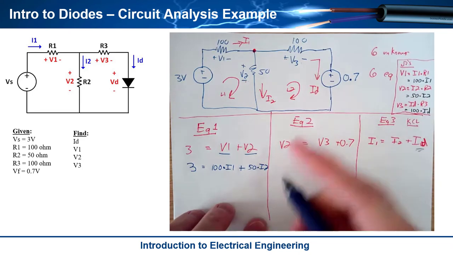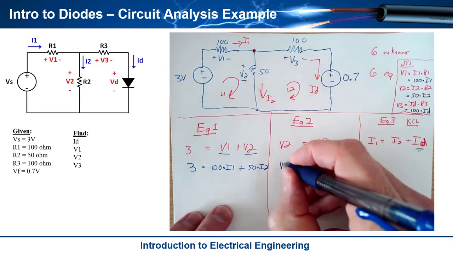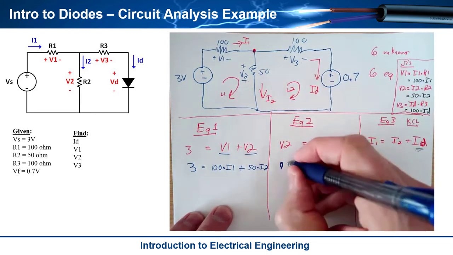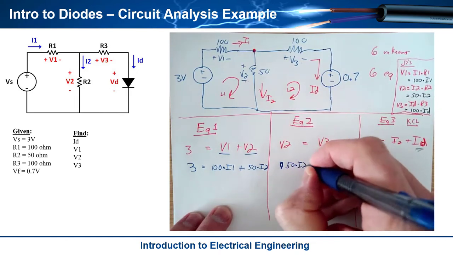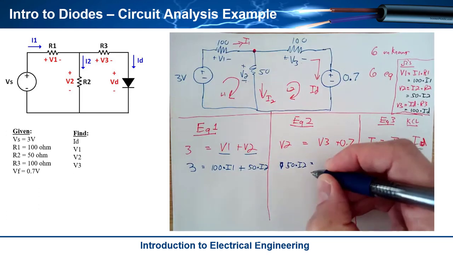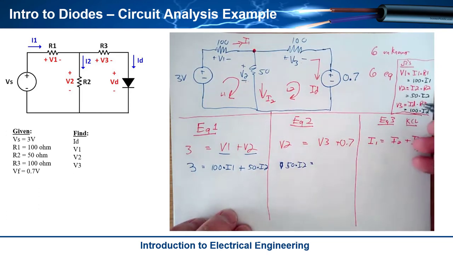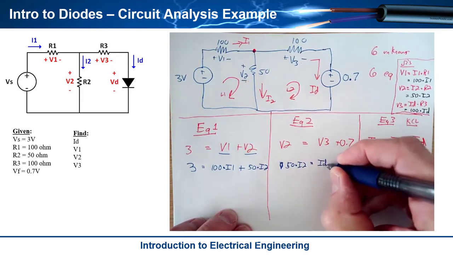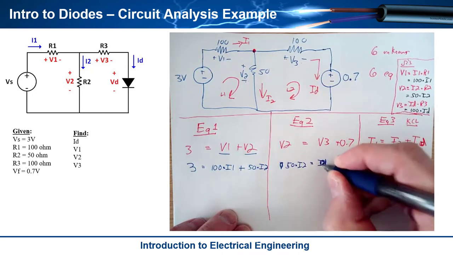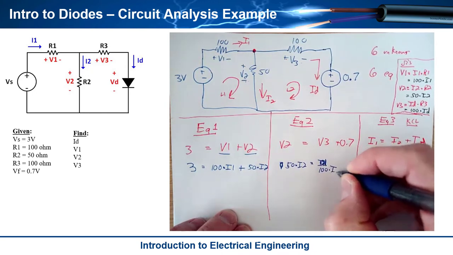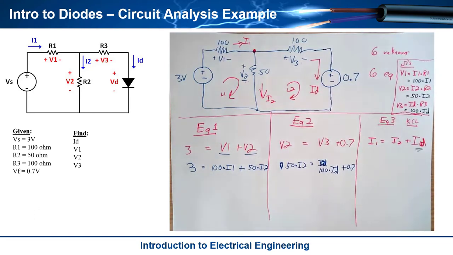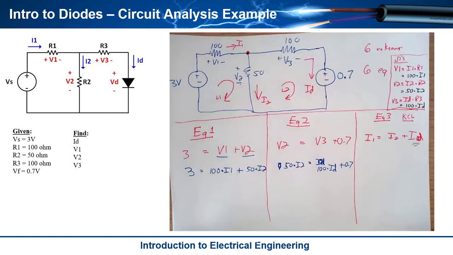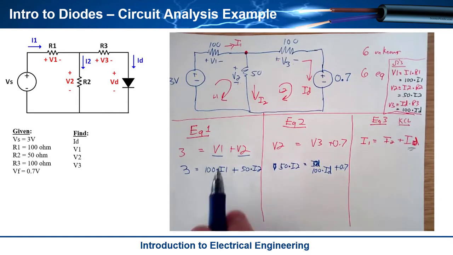Now let's come over here and do this one. So now I'm going to have V2, which is 50 times I2, is equal to V3, which was ID, 100 ID plus 0.7. Okay, all right, how's that feel? Actually, that felt pretty good, because now look at what I'm left with.